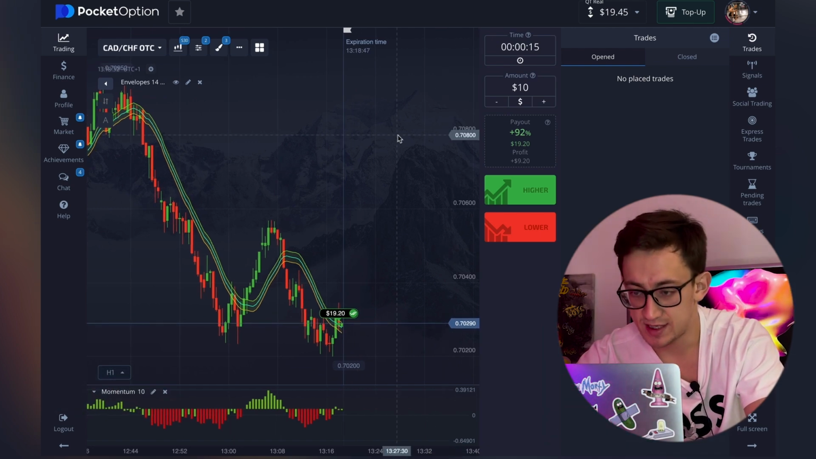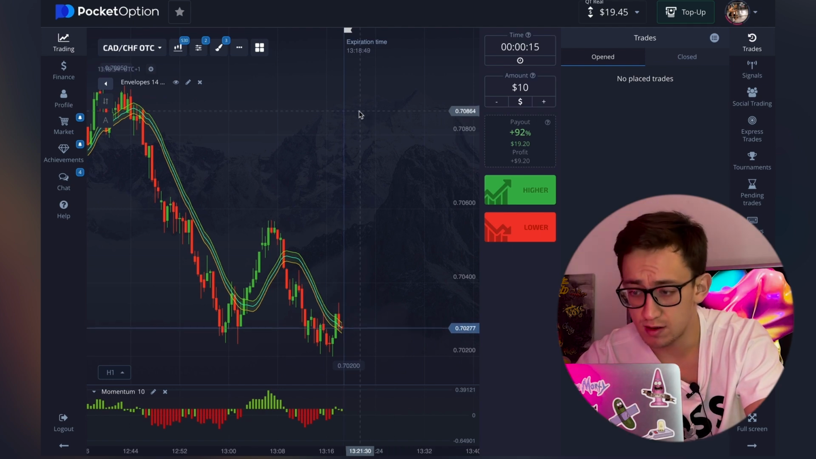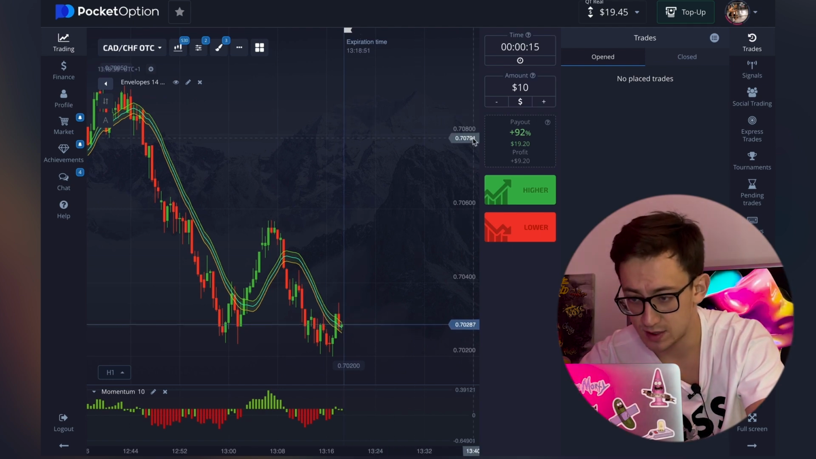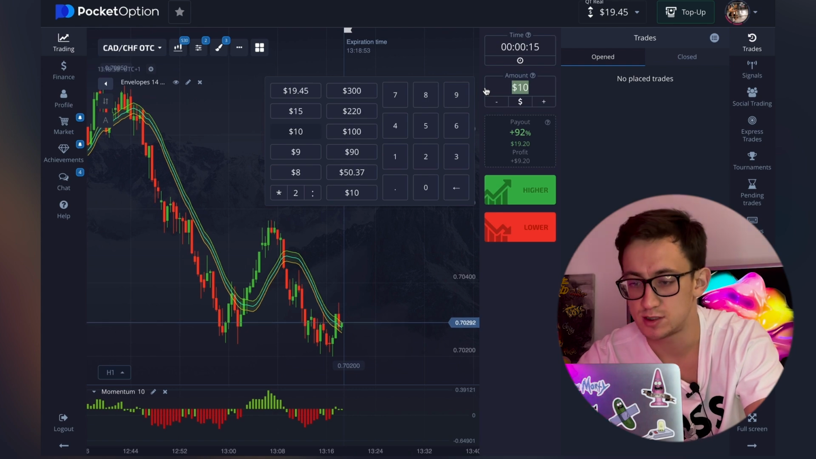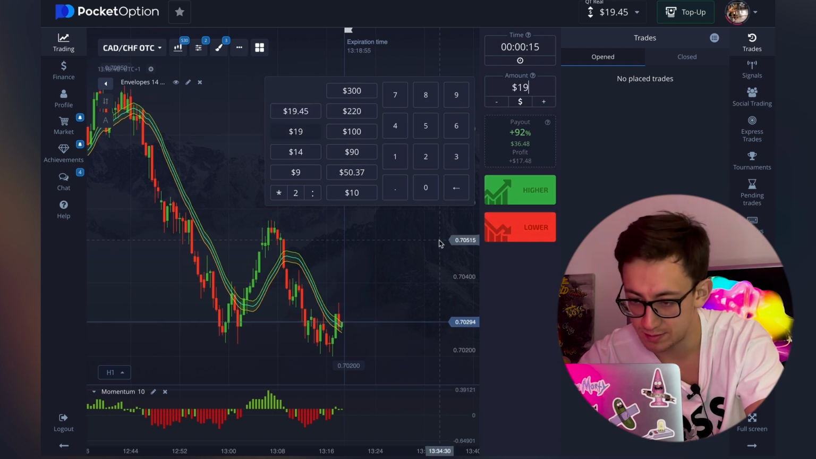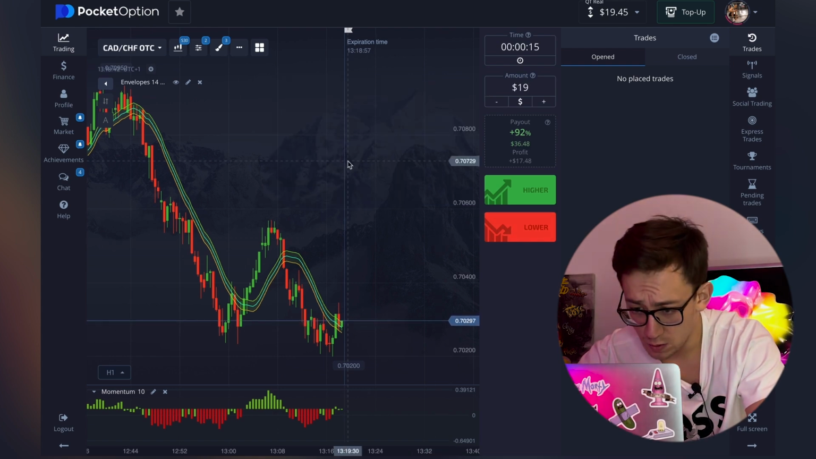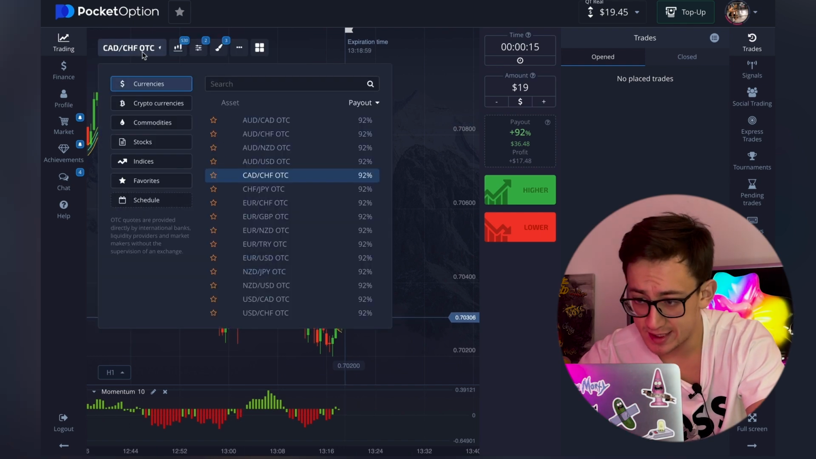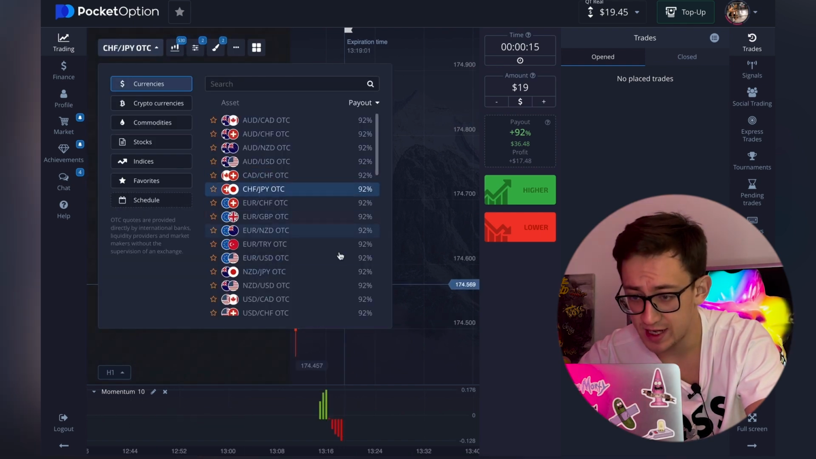Excellent start, friends. Today I just feel that all trades will hit the maximum. Let's put the entry deposit in the trade and change the currency pair. So what do we see here? The currency pair Swiss franc, Japanese yen.